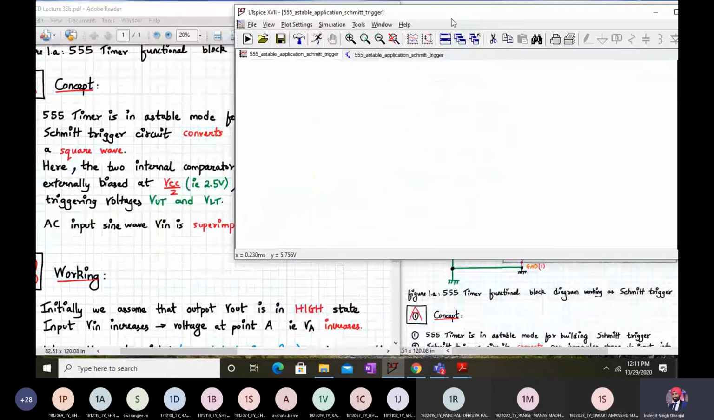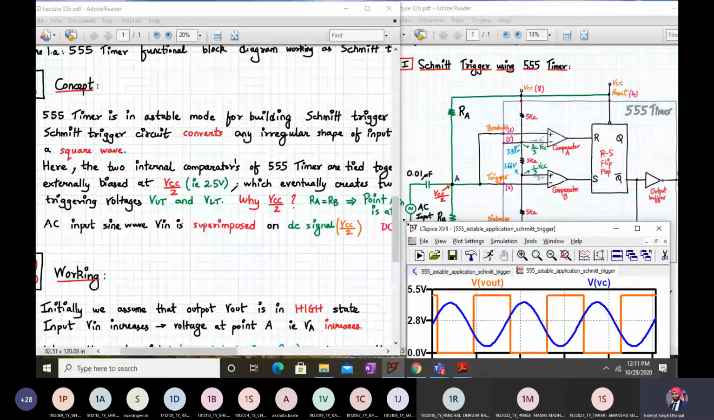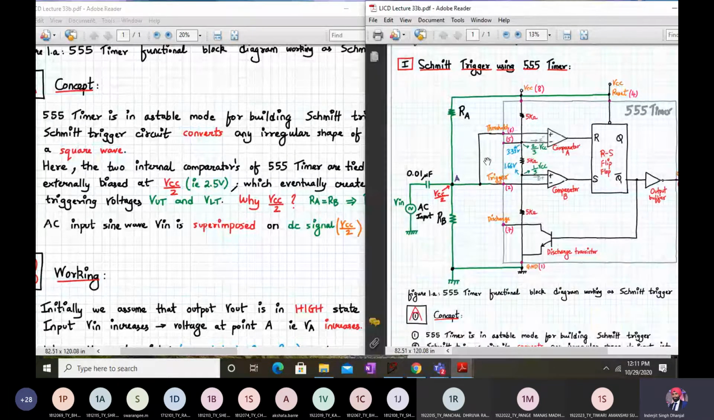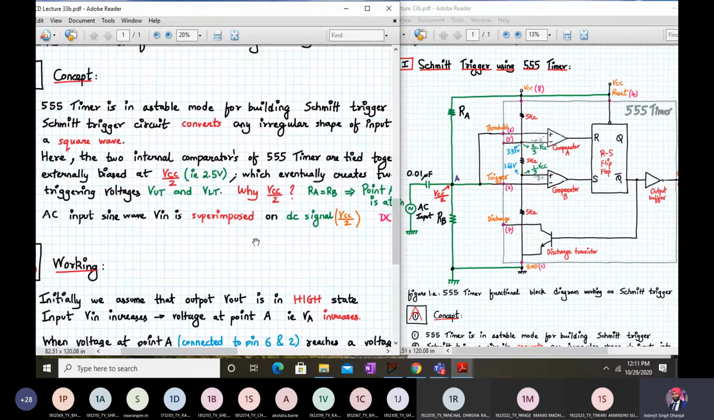So let me keep this aside over here like this. I think this is the better position to keep it. Now let me explain it. These are the two internal comparators, which are tied to VCC by 2 now. Now if I connect this at VCC, since I have not connected any capacitor over here, my point A will be at 2.5 volts. This 2.5 volts is applied simultaneously to pin number 2 and pin number 6. Are you agreeing to this point?